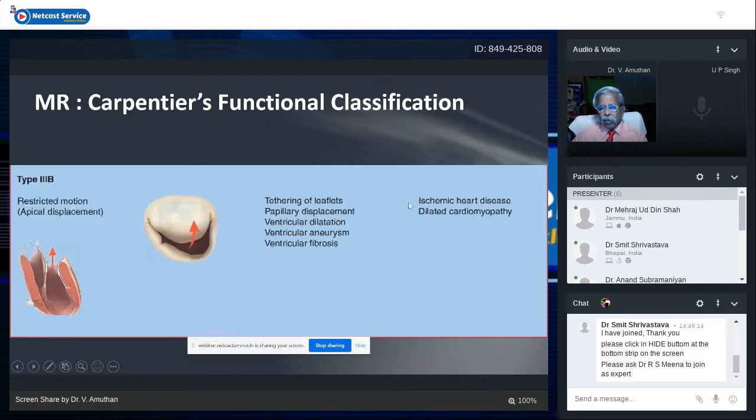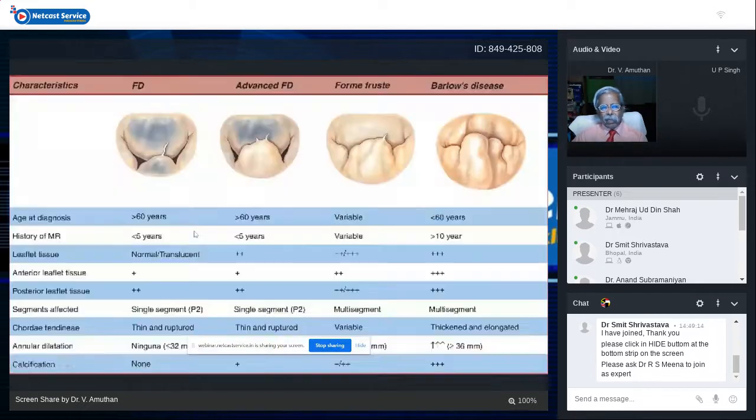And this happens usually in coronary artery disease, and may happen in inferior wall infarction or ischemic heart disease. In Barlow's disease, you have the prolapse of all the scallops.